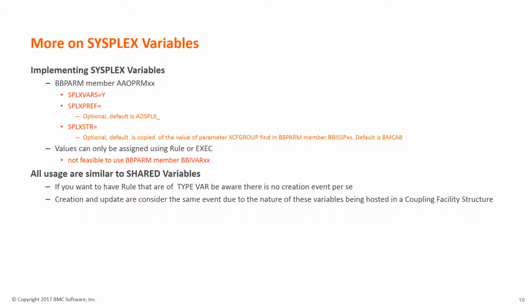AutoOperator also has support for sysplex variables, and sysplex variables are used to pass data amongst the sysplex between AutoOperators. This is done via the BBPAR member AAO-PRM, and you need to set a value SPLX vars equal to yes. Then there are a couple other parameters that are optional if you wish to change the names of the variables. Now the variables can be assigned values only using rules or execs. You cannot use the BBI var because the BBI var is allocated to a particular BBISS, and these sysplex variables get stored in the coupling facility, so they're shared, and we don't want to reload them for all these different BBISSs.